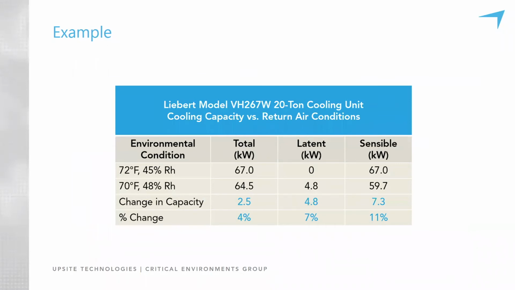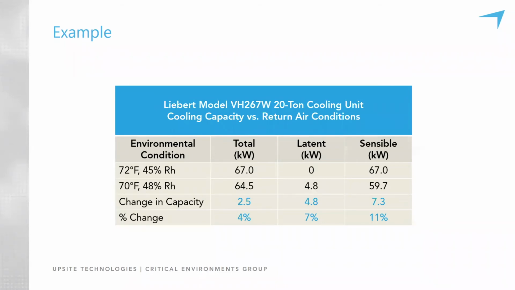Here's an example of a Liebert chilled water unit. And this is a cherry-picked example to really point out the dramatic benefits that can be achieved by small changes. So you can see here that a return air temperature of 70 degrees Fahrenheit on that second row results in a 48% relative humidity. And at those conditions, this cooling unit has a total capacity of 64.5 kilowatts. It has 4.8 kilowatts of latent capacity at those conditions.